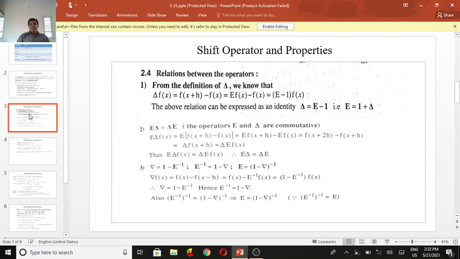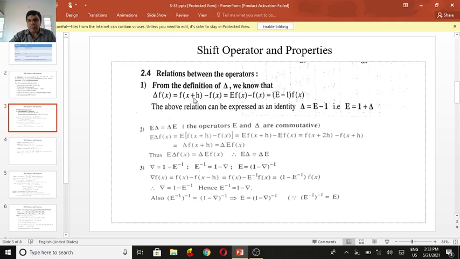Now the relations between the operators. What are the relations? From the definition of the forward difference delta, we know that delta f of x is f of x plus h minus f of x. So I am giving a relation between E and the forward difference. By definition, forward delta f of x equal to f of x plus h minus f of x.